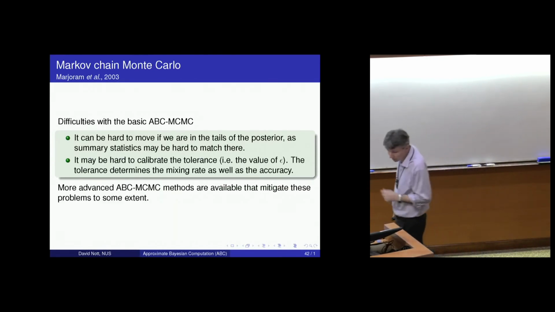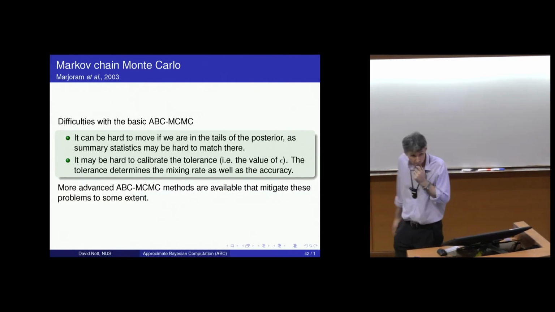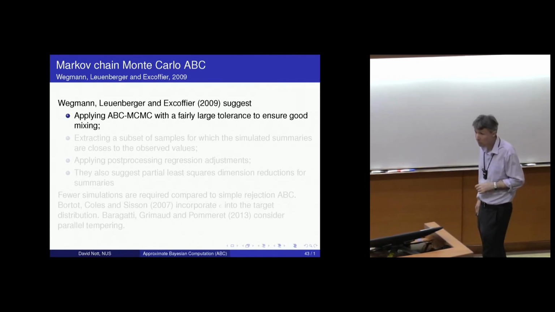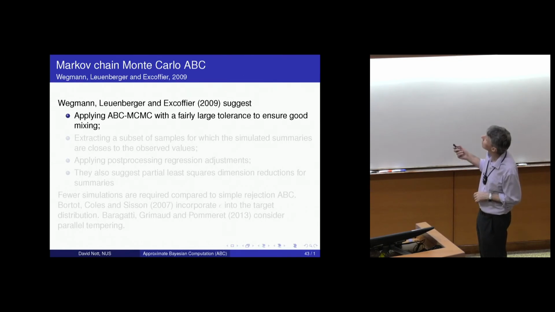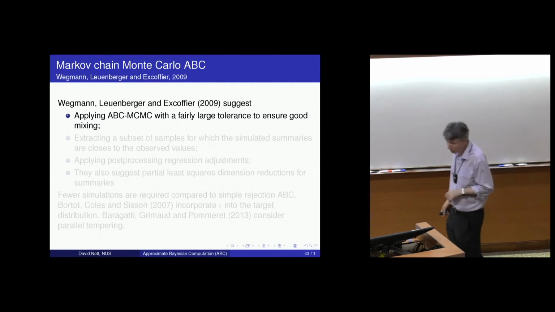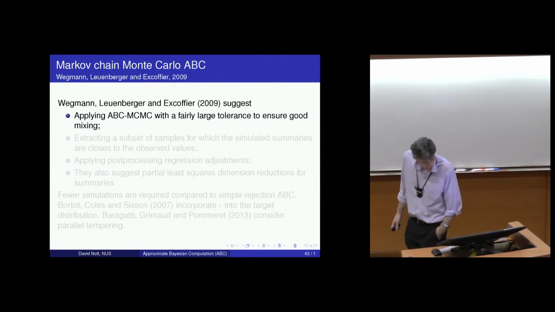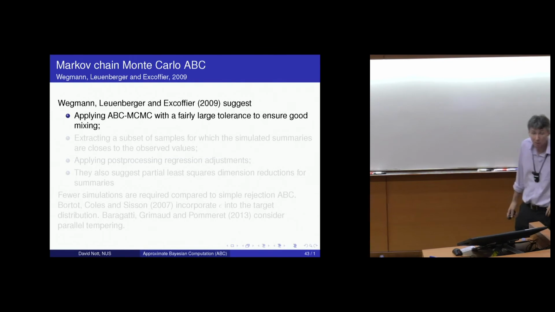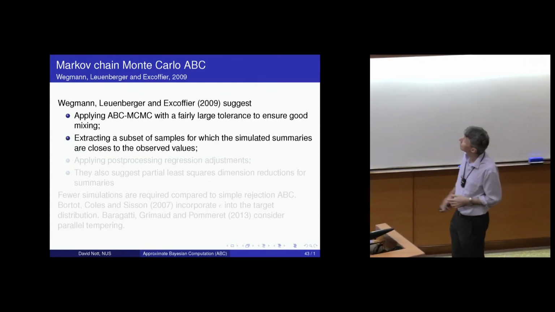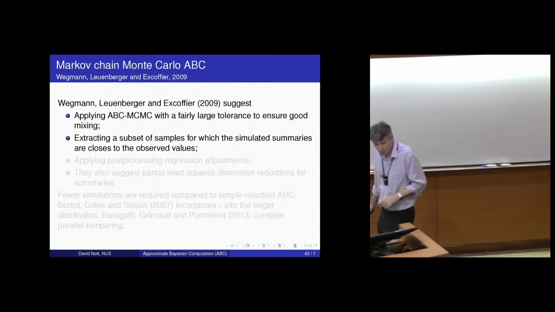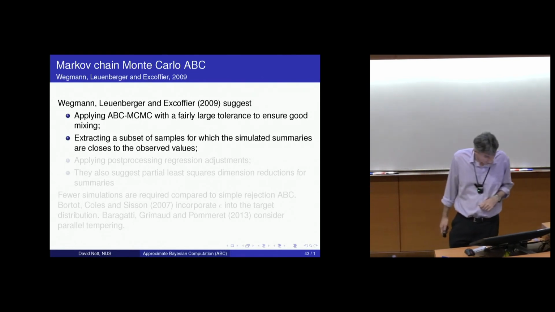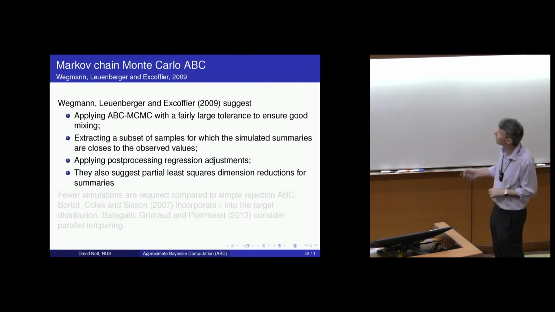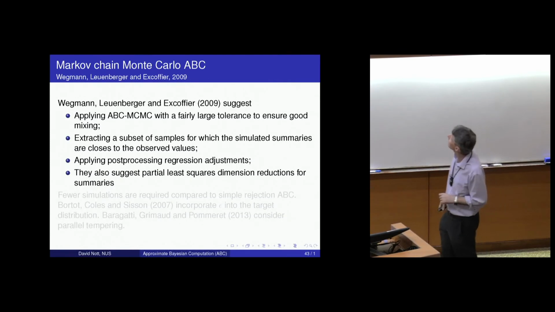Now, there are more advanced ABC-MCMC methods available that mitigate those problems to some extent. Let me explain one more advanced MCMC-ABC method. This is described in this paper. They suggest applying ABC-MCMC with a fairly large tolerance to ensure good mixing. Then from the samples you get, they extract a subset for which the simulated summaries are closest to the observed values. Then they apply regression adjustments. And this paper also suggested using partial least squares dimension reduction for the summaries.